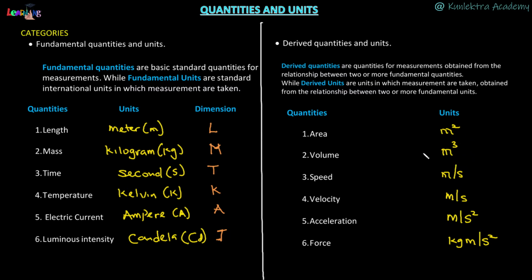Now, with this, you should be able to understand the two categories of quantities and units, which are the fundamental quantities and units, and derived quantities and units.